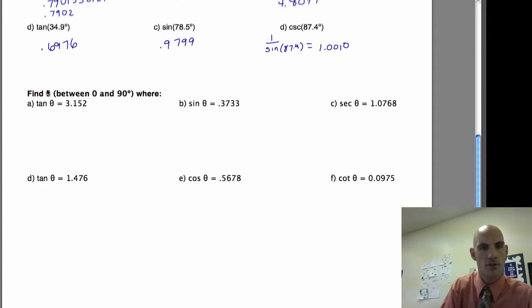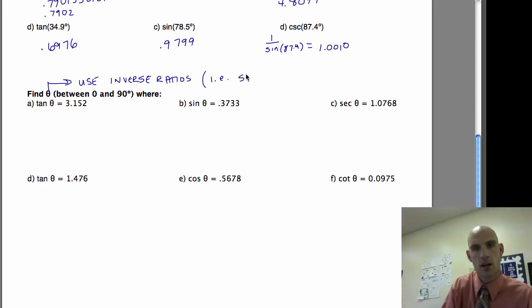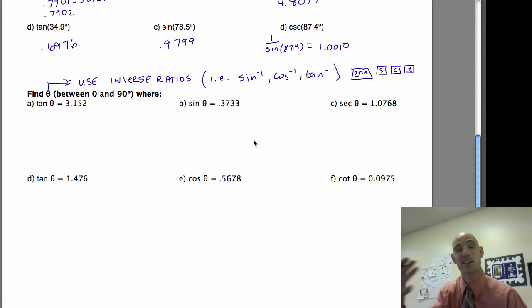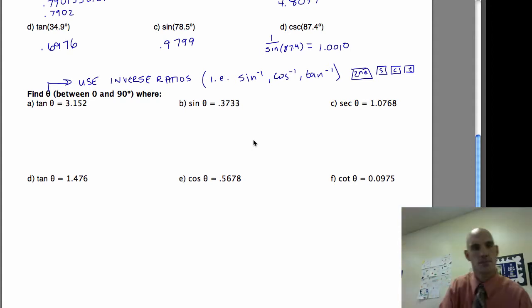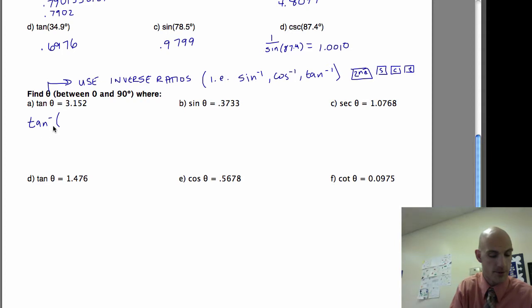So if we're finding theta, we're going to use inverse ratios, i.e. sine minus 1, cosine minus 1, tangent minus 1. We're going to hit the second button and either sine, cosine, or tangent. So we're going to use the second function. For example, if I have tangent 3.12, I'm going to hit second tangent. Let me clear this out. Second tangent, see there? My second tangent, inverse. Tangent inverse, and I'm just going to put in my number.